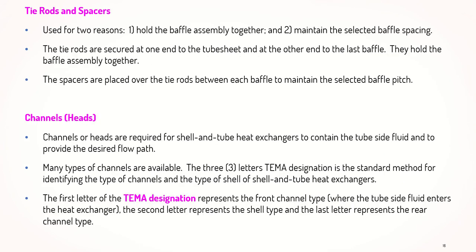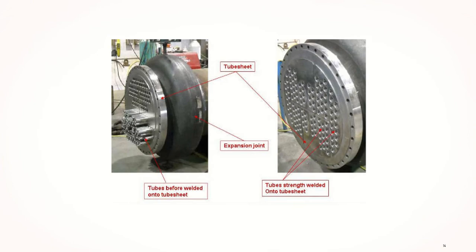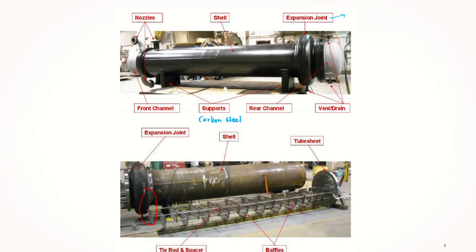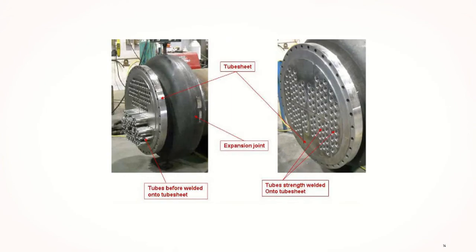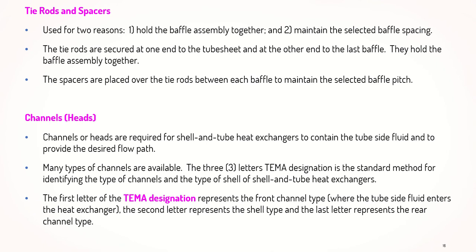Okay, previously we have also seen, if you refer back to this, the Tie Rod and Spacer. So this would be the Tie Rod and Spacer, and this Tie Rod and Spacer are used for two reasons: to hold the baffle assembly together and also to maintain the selected baffle spacing.